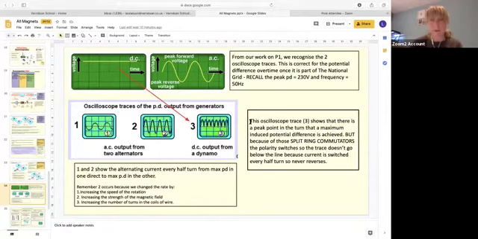So let's just read this little bit here. This oscilloscope trace number 3 shows that there is a peak point in the turn at which a maximum induced potential difference is achieved. But because of those split ring commutators, the polarity switches, so the trace doesn't go below the line, because the current is switched every half turn, so it never reverses. Those split ring commutators, their role is to switch polarity. That is the job of that one there. In the generator effect, because the coil is already turning, you're not trying to turn a coil, you need to switch the current within that coil itself.